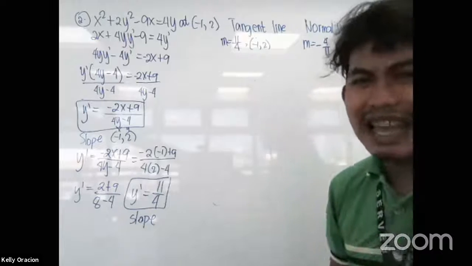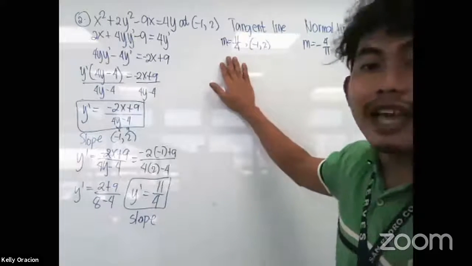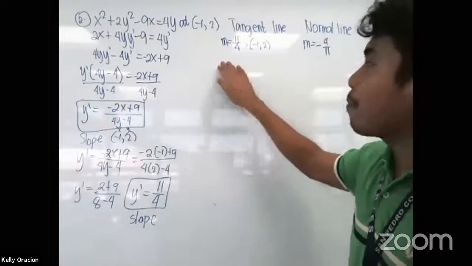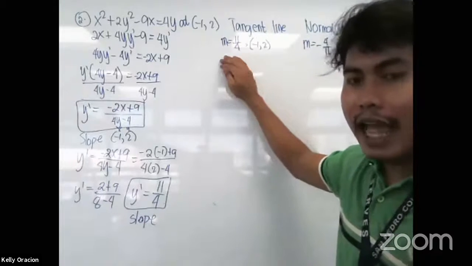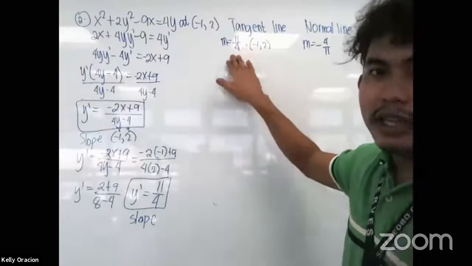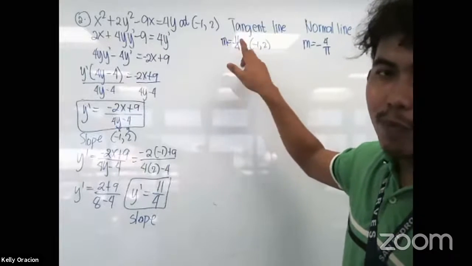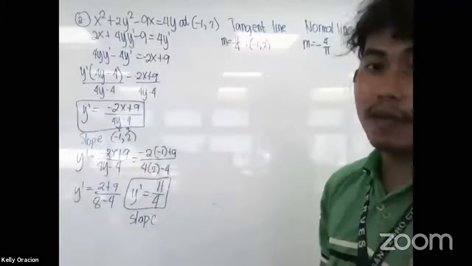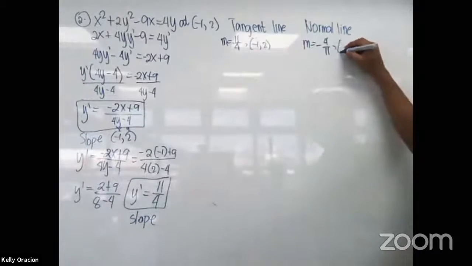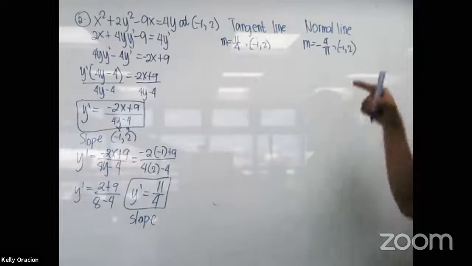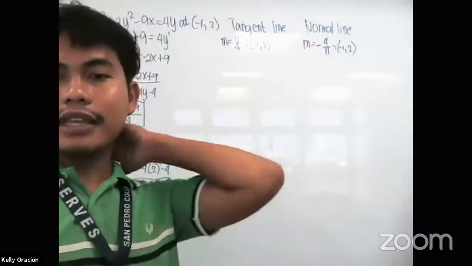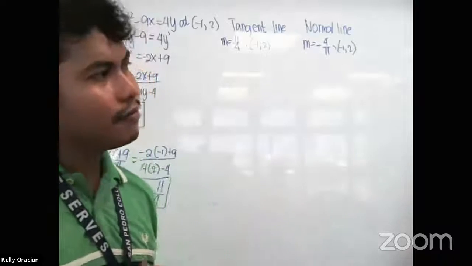Ano na yung basis natin? You are going to get the negative reciprocal sa slope ng ating tangent line. This is the slope of our tangent line, and para makuha ang normal line, get the negative reciprocal. So positive siya, so negative, then baliktad. That's negative reciprocal. Then at what point? -1, 2.